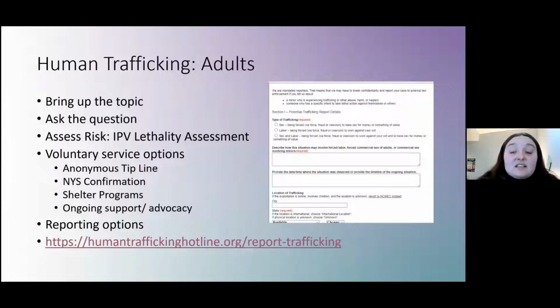This tip line is also great for individuals who aren't ready to meet with law enforcement, but would like to share information regarding their trafficker or other victims. There is also the New York State confirmation process, which we will touch on in a couple of slides. And there are many shelter programs in the area that clients can go to get out of a dangerous or toxic situation. And there's ongoing support and advocacy from agencies such as Safe Harbors of the Finger Lakes.